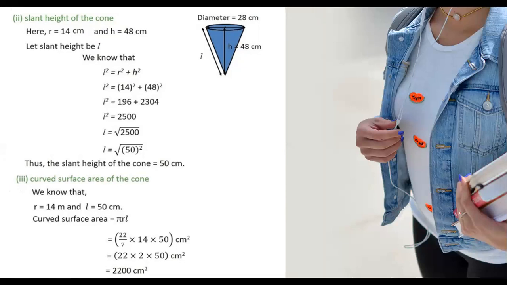Now we need to find the curved surface area. Curved surface area is given by the formula pi r L. We have r as 14 centimeters and we got the L value as 50 centimeters. Now substituting those values along with the pi value as 22/7, we get the curved surface area as 2200 centimeter square.